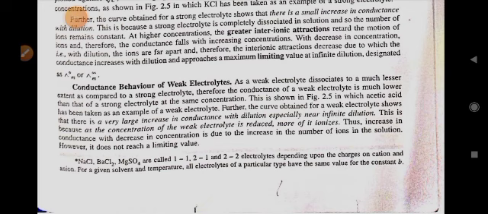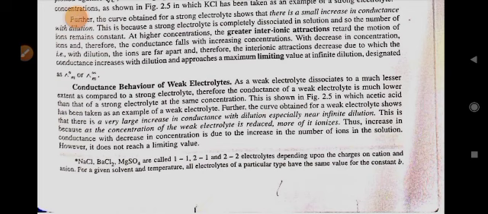As a weak electrolyte dissociates to a much lesser extent as compared to a strong electrolyte, the conductance of a weak electrolyte is much lower than that of a strong electrolyte at the same concentration, in which acetic acid has been taken as an example of a weak electrolyte.